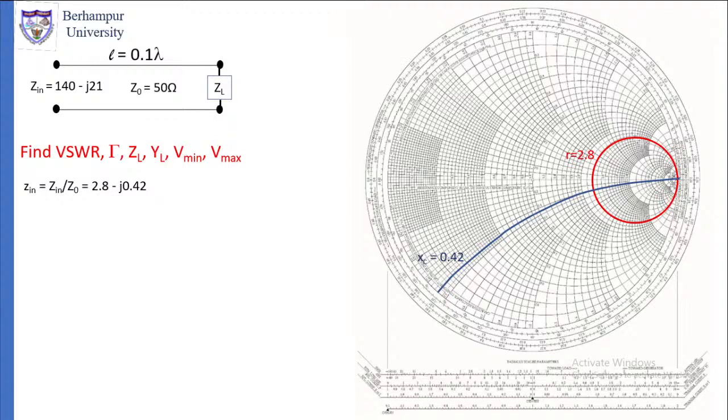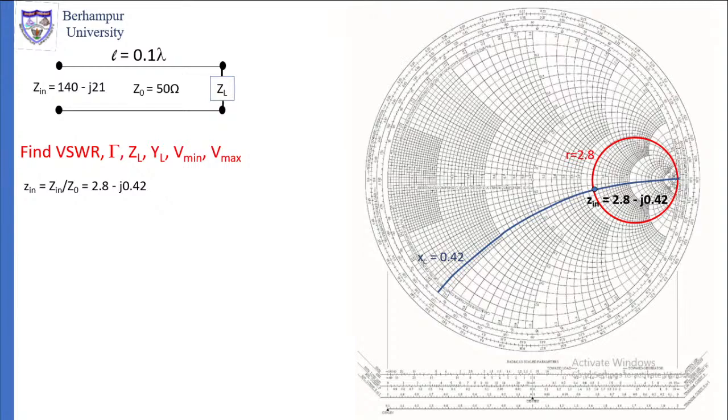Now the point where the blue arc meets the red circle is the normalized impedance point Z in. So that point is Z in, which is equal to 2.8 minus j 0.4. So we have located the normalized input impedance point Z in on this chart. This is one thing that we have done.